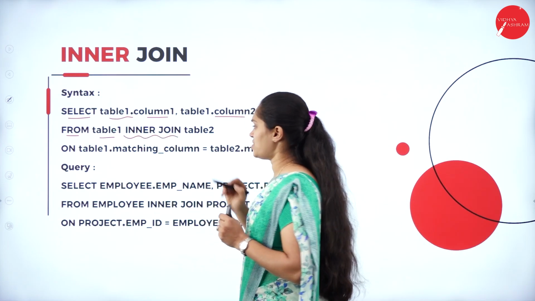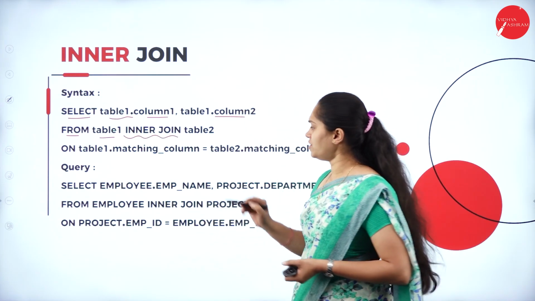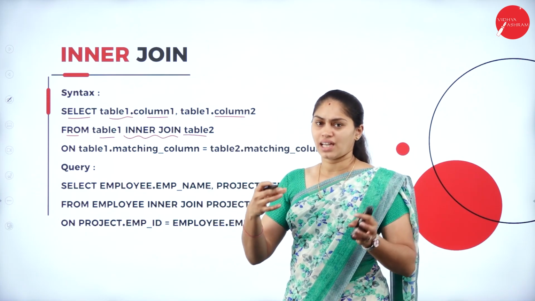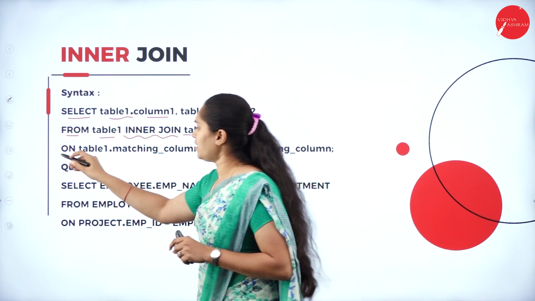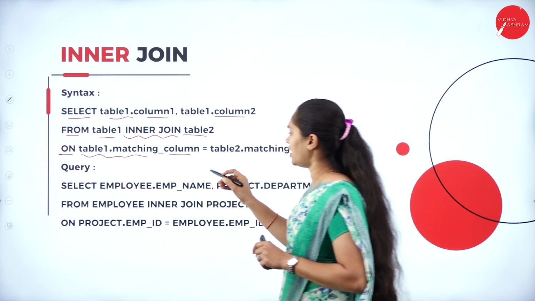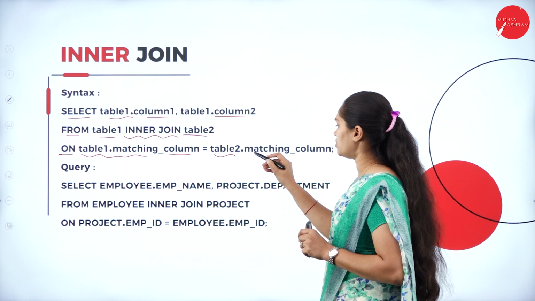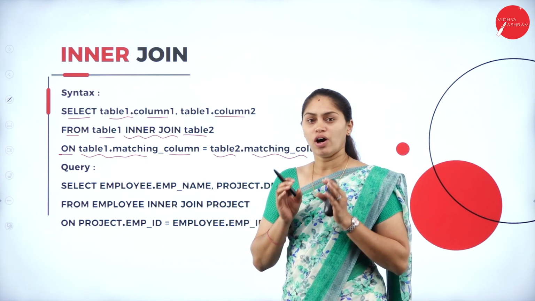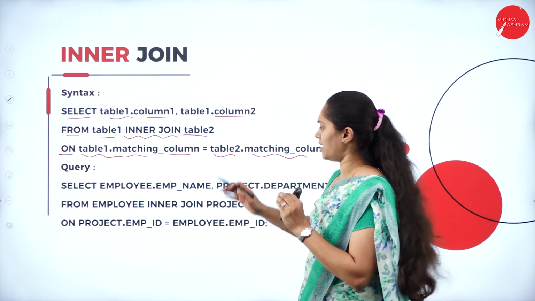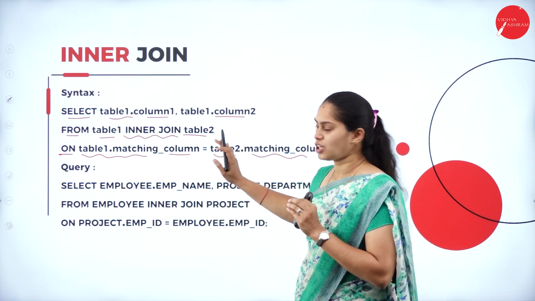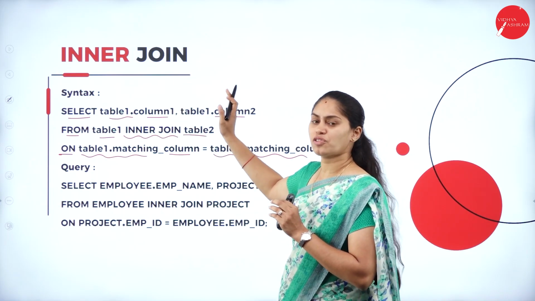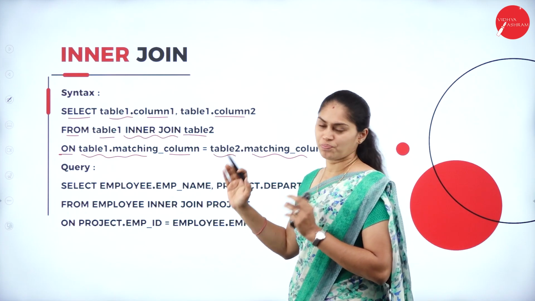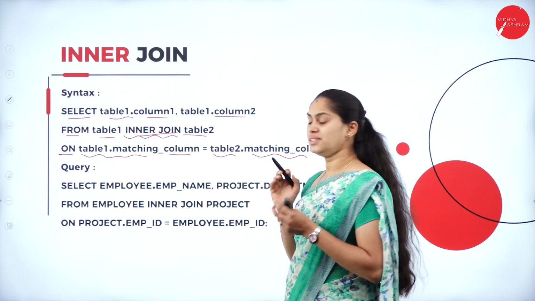Then we are using a keyword called inner join. After that, table 2. I am adding the table 1 column with table 2 on what basis? On table 1 dot matching column is equal to table 2 dot matching column. The column which we have in both the tables, based on that column, we are retrieving the number of columns from table 1 and the matching column from table 2. So that is what we are doing in the inner join.